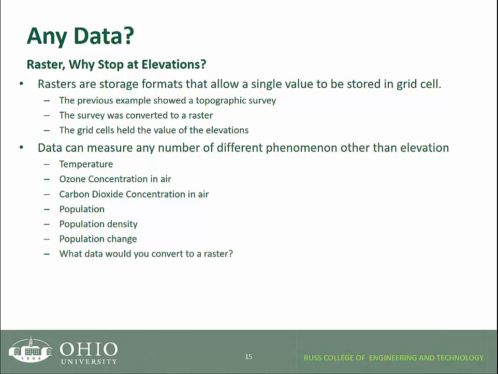Rasters are a powerful format in GIS. The value of the cells do not have to correspond to elevations. Raster cells can be used for values of temperature, ozone concentration in air, carbon dioxide concentration in air, population, population density, population change. What data would you convert to a raster?